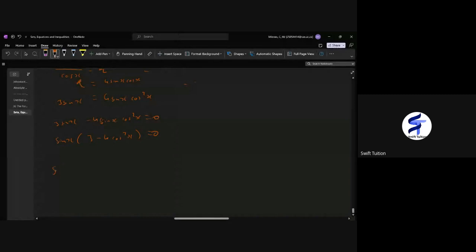I can say then sine of x is equal to 0, or 3 minus 4 cosine x is equal to 0. See, these things build up. The whole "or" thing, the whole factorizing and setting equal to 0, you'll see it everywhere. So when is sine of x equal to 0? That one's pretty straightforward. So I'm going to look at the sine function as follows.